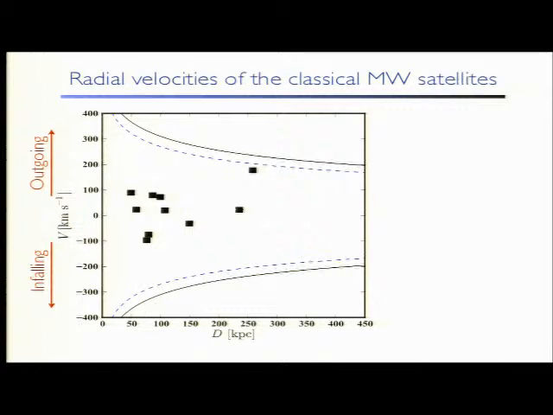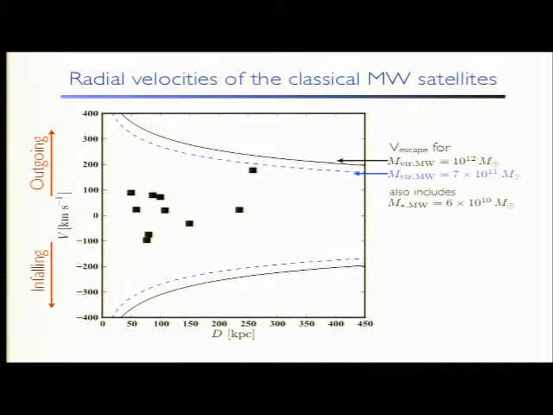So just to see how this would work, let's look at a radial phase space plot of the Milky Way's classical satellites here. So this is now radial velocity. Negative radial velocity means that the satellite is moving in towards the galactic center. Positive radial velocity is moving away. These are, again, the classical satellites.